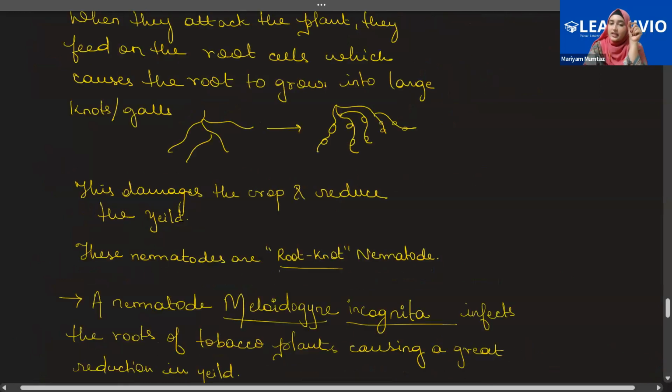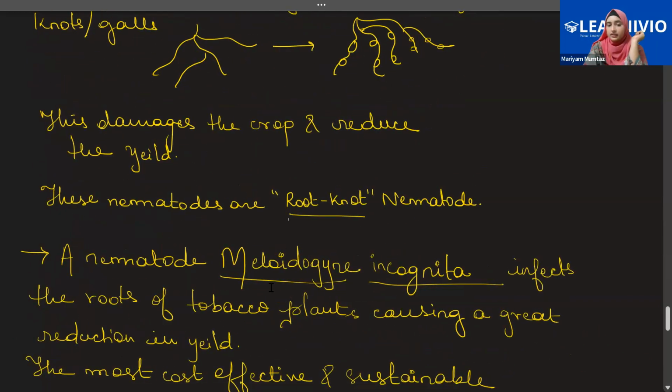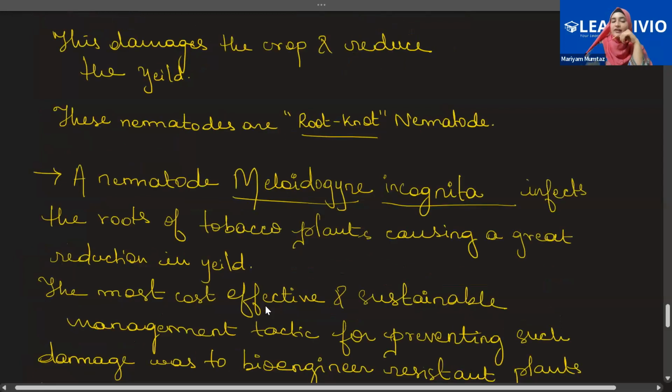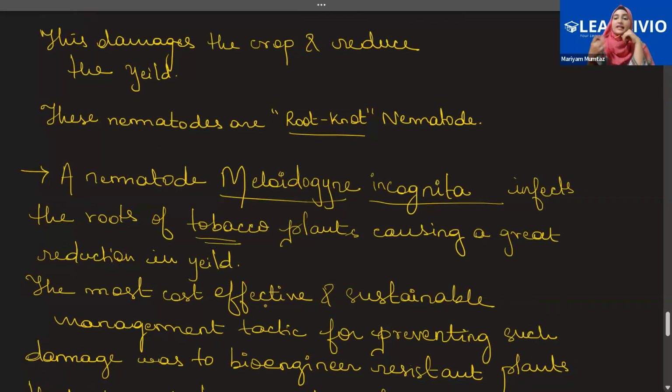Now, a particular nematode called Meloidogyne incognita. They infect the root of which plant? The tobacco plant, not any other plant. So they are host specific and they cause a great reduction in the yield. So they are a great pest, a great threat to the vegetation of the tobacco plant.